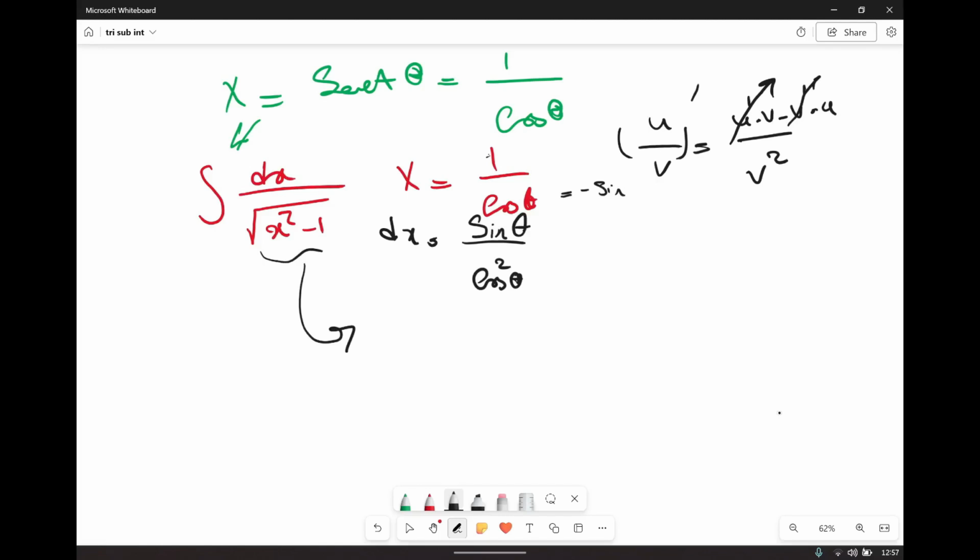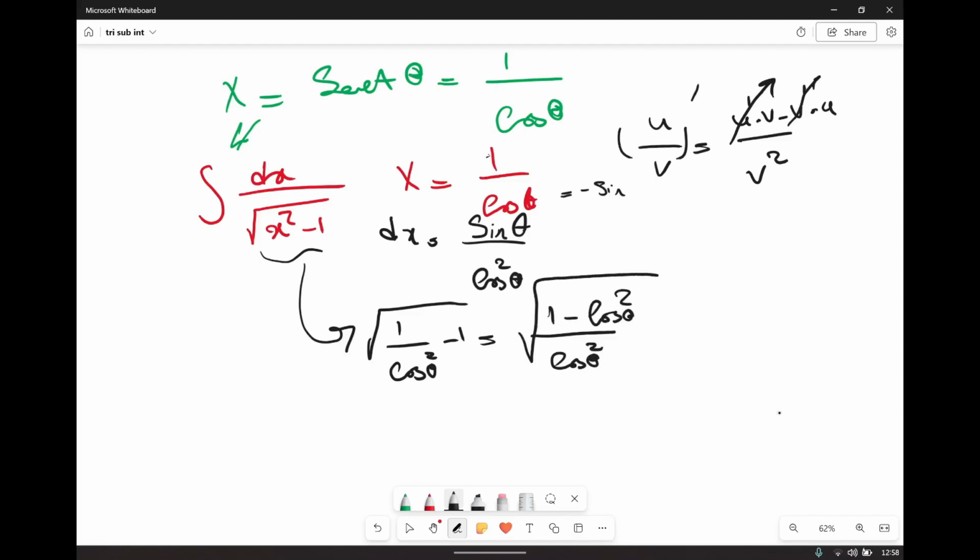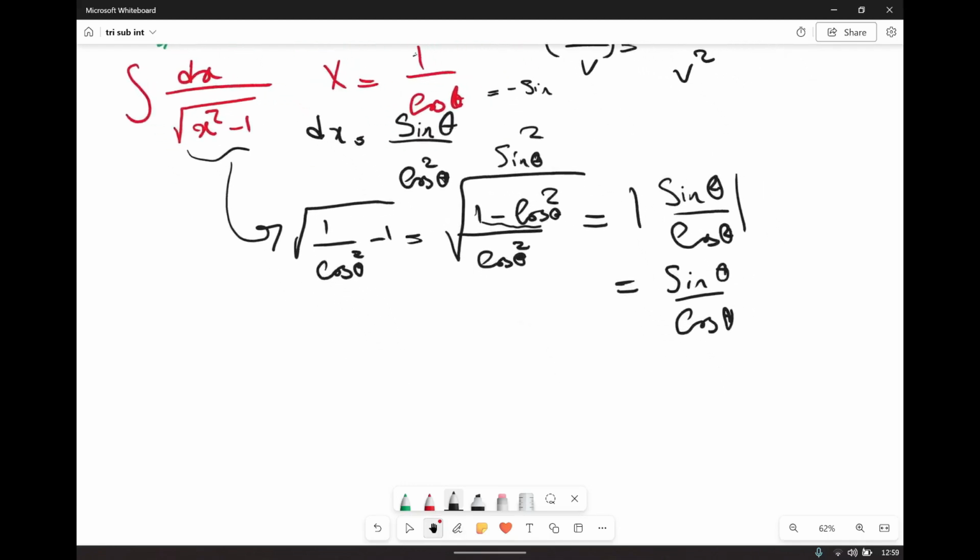It causes a problem for us. The radical of 1 over cosine squared theta minus 1 is the root of 1 minus cosine squared over cosine squared. We know by trigonometric identity that this is sine squared theta, and our answer is absolute value of sine theta divided by cosine, and since we limited our domain, that is positive. So the answer is sine theta divided by cosine. Okay, let's go to the substitution.